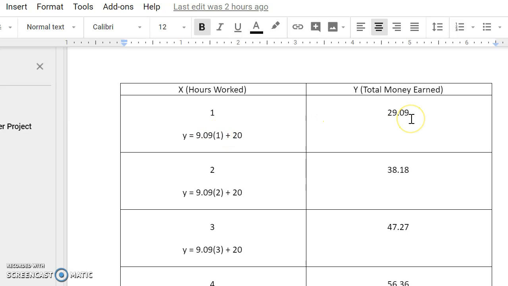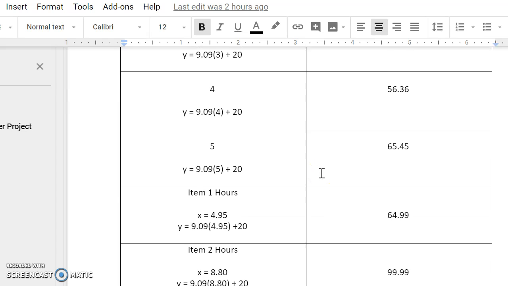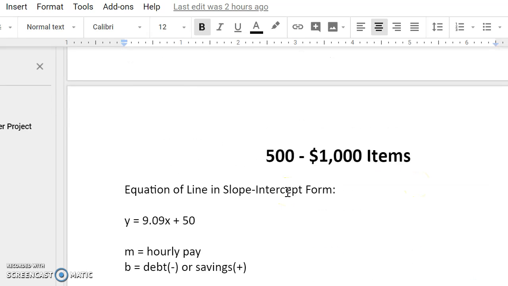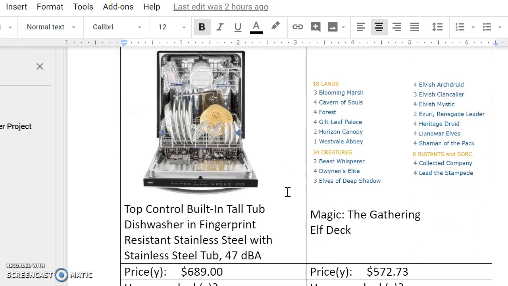Look at this new formatting since last time. I just made it look really nice. I wanted to go above and beyond. We put in 1 hour of work, we got $29 to spend. We put in 2 hours of work, we got $38 to spend. For our first item, it took 4.95 hours to get our $64.99, get that ukulele, and pluck the strings. Here we go. What did I get for $500 to $1,000? A dishwasher, of course. And a Magic the Gathering Elf deck for a mere $572 for 60 cards.